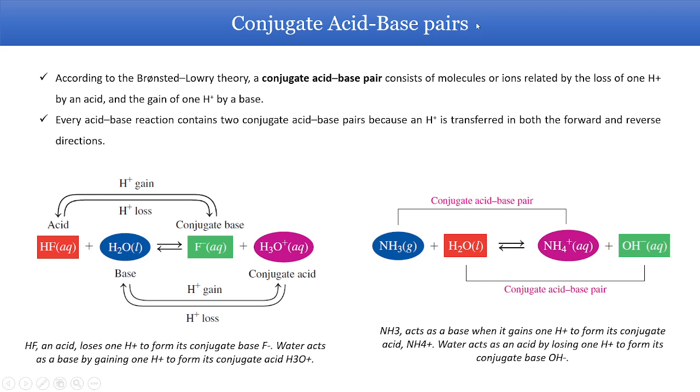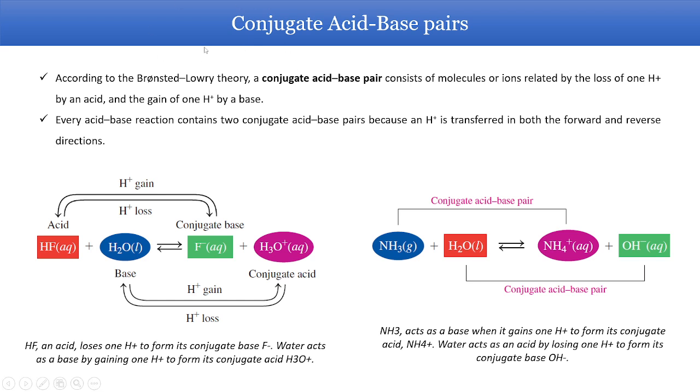So the concept of the conjugate acid-base pair came from the Bronsted-Lowry theory, where a conjugate pair consists of molecules or ions that are related by the loss of one hydrogen ion by an acid and the gain of one H plus by a base. So every acid-base reaction that is taking place contains two conjugate acid-base pairs because of an H plus that is transferred in both the forward and the reverse directions.